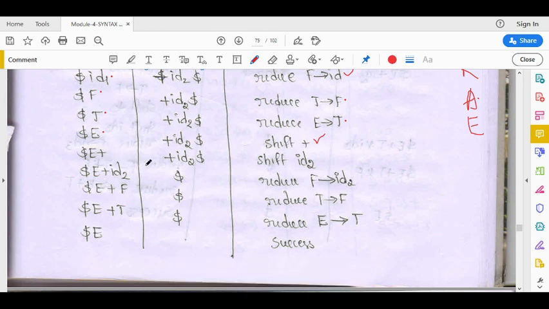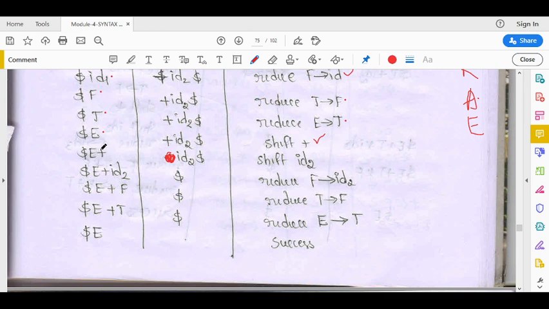Plus id2, or something, things are missing here. So what I did is plus has been pushed. One second. T to F. So plus has been pushed. So here I don't have plus here. Alright, so kindly see to that. So E plus is what, E has been shifted.